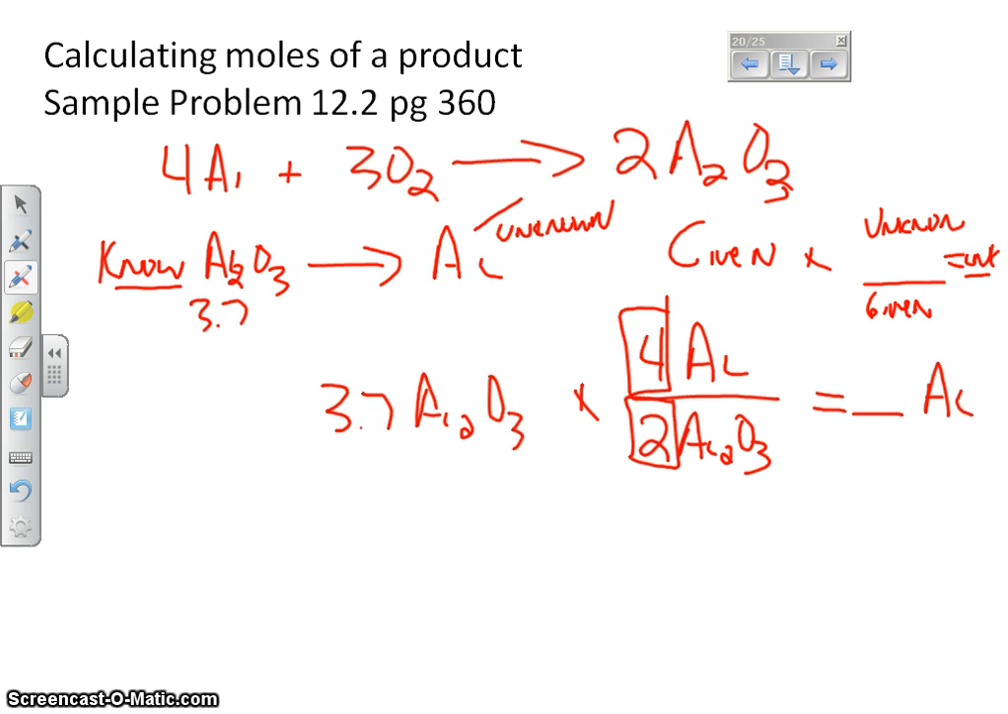Of course, this is 4 over 2, which can be reduced to 2 over 1. This will cancel out. This will cancel out. 2 over 1. So now it's 3.7 times 2. 3.7 times 2. And for that, we should get 7.4 grams, or excuse me, 7.4 moles of aluminum.